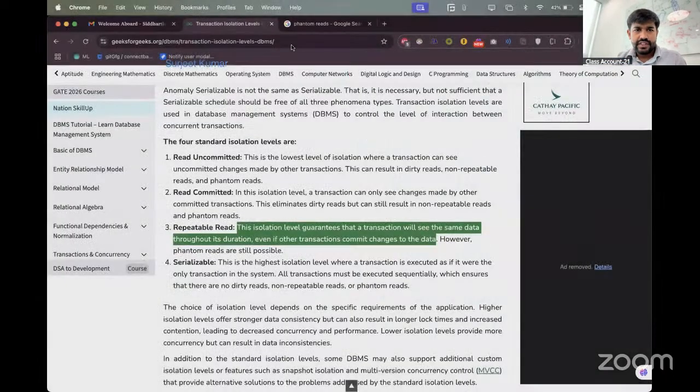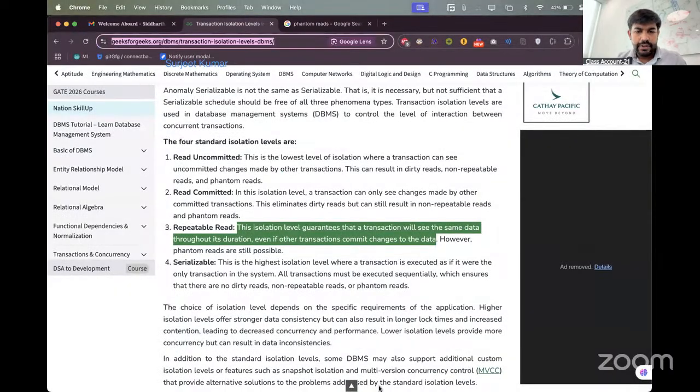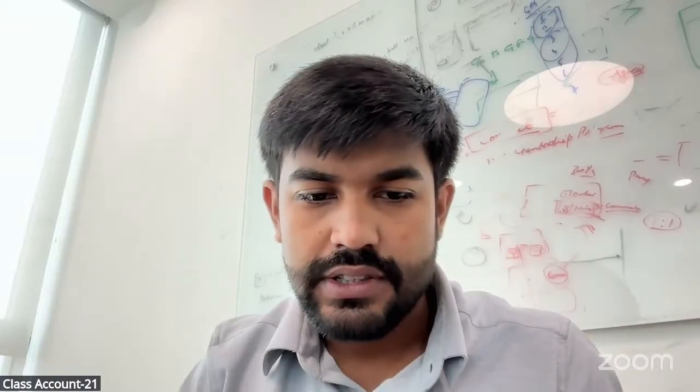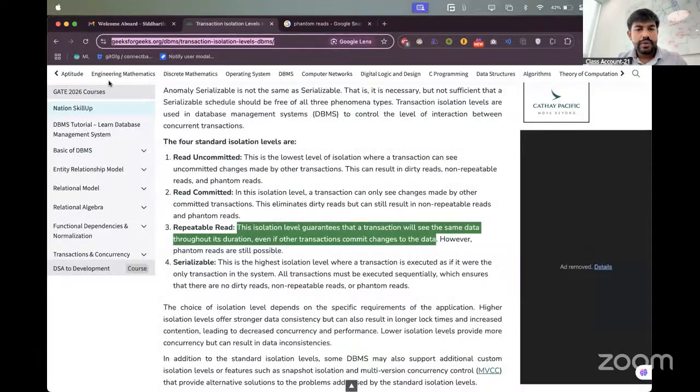So you should read about this. Please don't write all this. I would disable the annotations and I would unshare and share the screen. So now, quickly, you can give it a read.